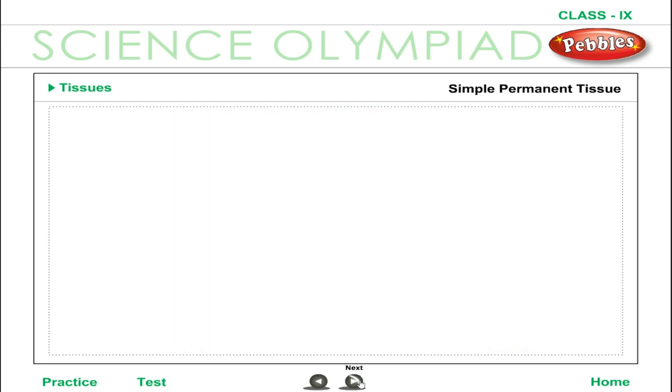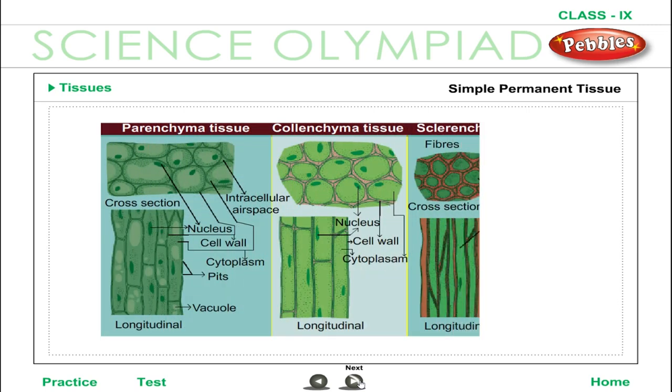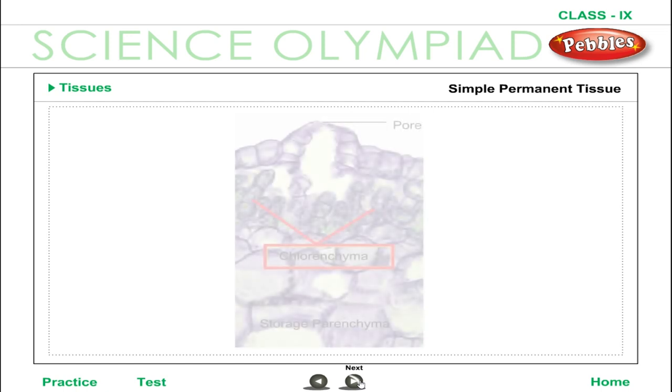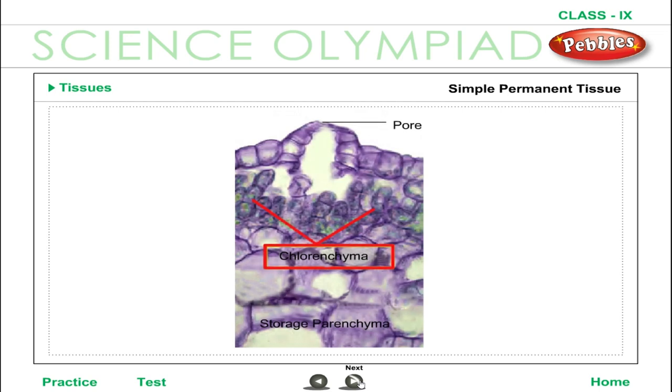Simple permanent tissue. The flexibility in plants is due to another permanent tissue, collenchyma. It allows easy bending in various parts of a plant without breaking. It also provides mechanical support to plants. We can find this tissue in leafy stalks below the epidermis. The cells of this tissue have very little intercellular space.